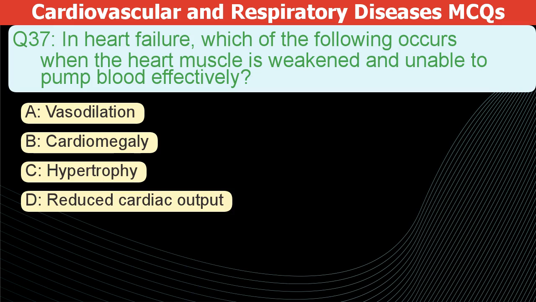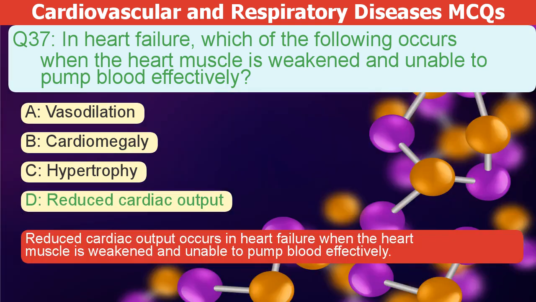In heart failure, which of the following occurs when the heart muscle is weakened and unable to pump blood effectively? A. Vasodilation. B. Cardiomegaly. C. Hypertrophy. D. Reduced cardiac output. The correct answer is D. Reduced cardiac output occurs in heart failure when the heart muscle is weakened and unable to pump blood effectively.